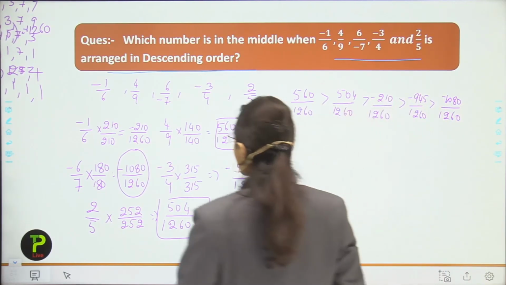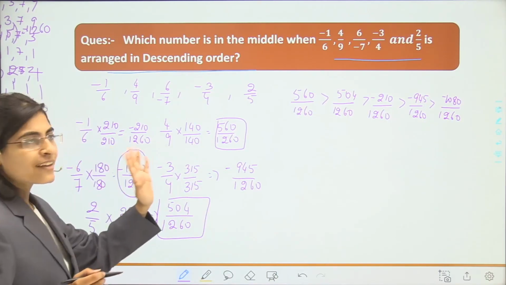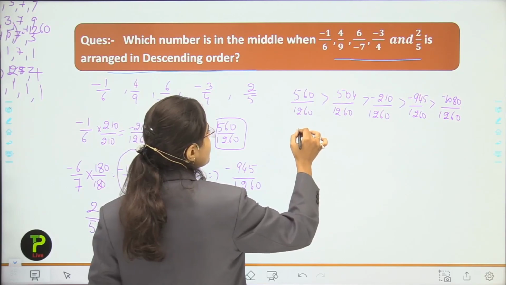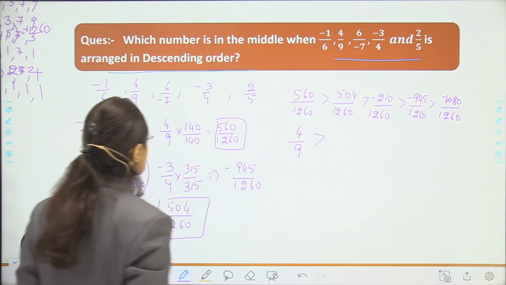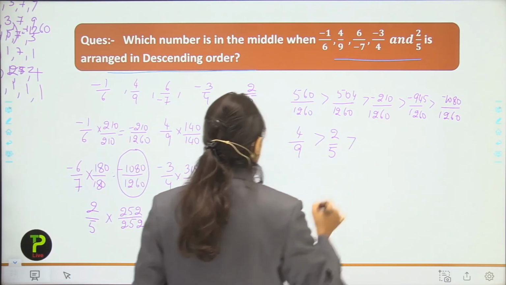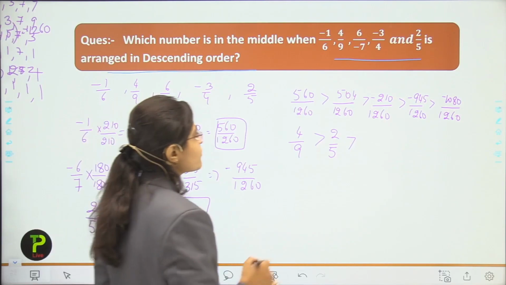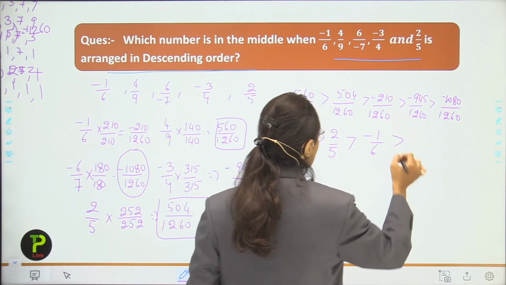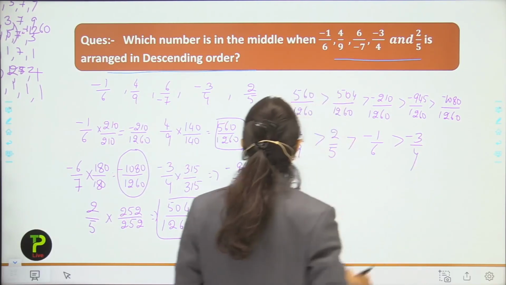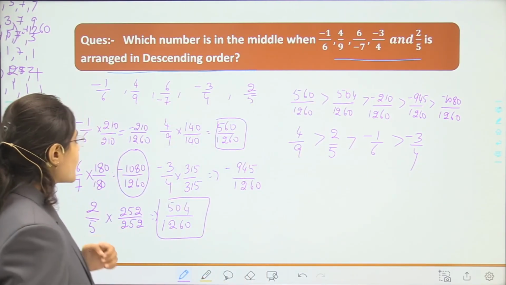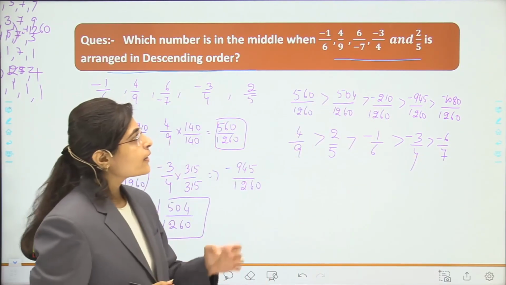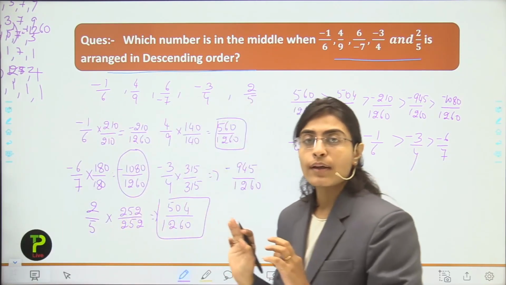Alright, so now let us write it into the standard form and we have done our work. So here 560 by 1260 is equal to 4 by 9. Here 504. Alright, it is equal to 2 by 5. So write 2 by 5 over here. Then minus 210 is equal to minus 1 by 6. So write minus 1 by 6 over here. Minus 945 by 1260 is equal to minus 3 by 4. So write minus 3 by 4 over here. And our last number is this, minus 6 by 7. So write minus 6 by 7 over here. Done. Alright, so our first part is done, to convert it into descending order.